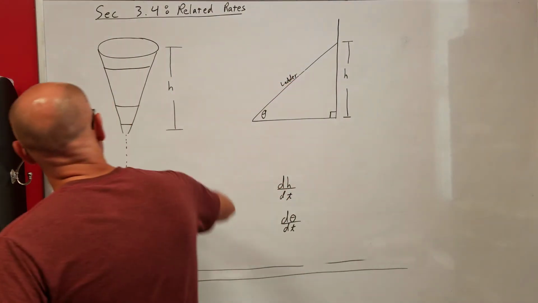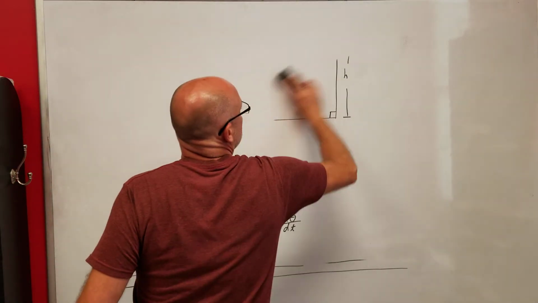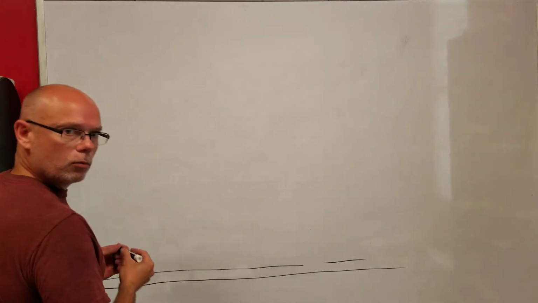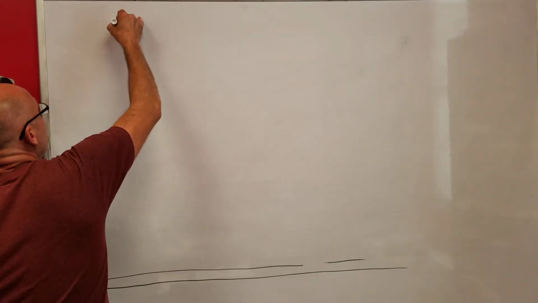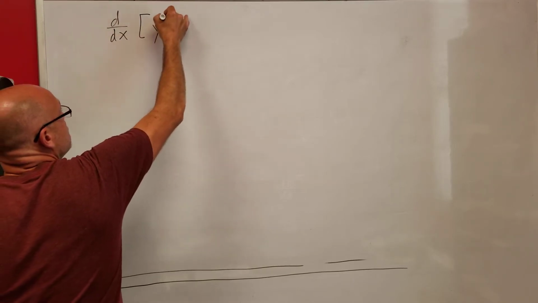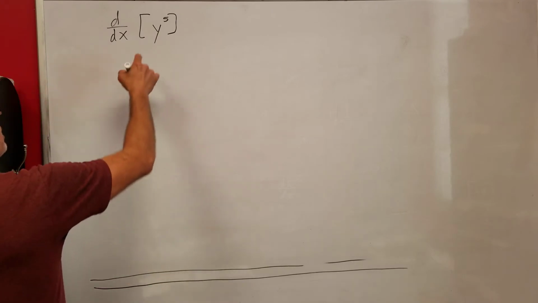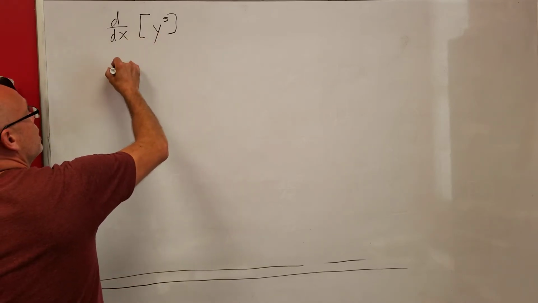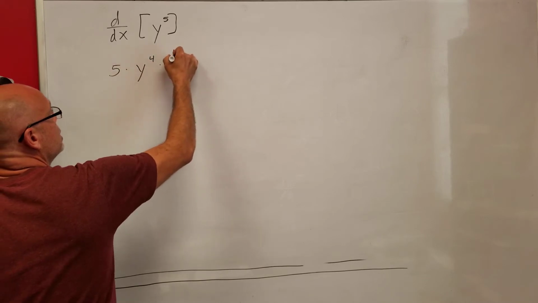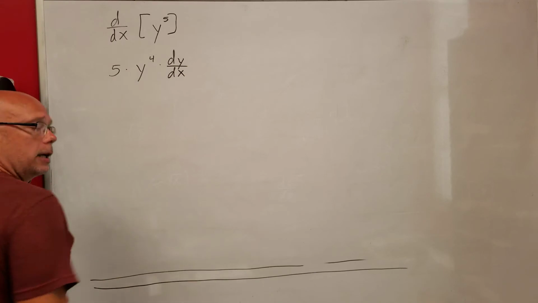So let's start out very basic. Let's think about section 3.1, implicit differentiation. We were told if y is a function of x, and I'm taking the derivative with respect to x of y to the fifth, what do I do in this case? Remember, if that variable is different than that one, I take 5 times y to the fourth, but then I need what? Times dy over dx.